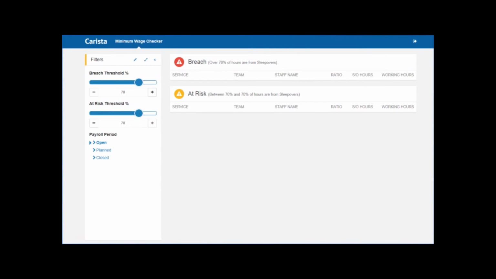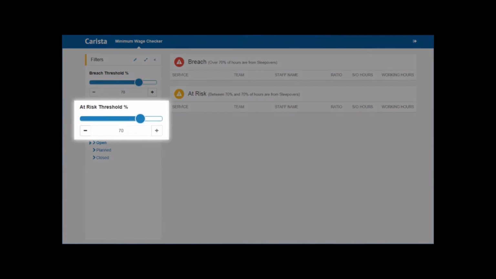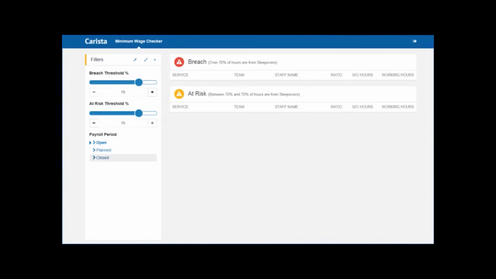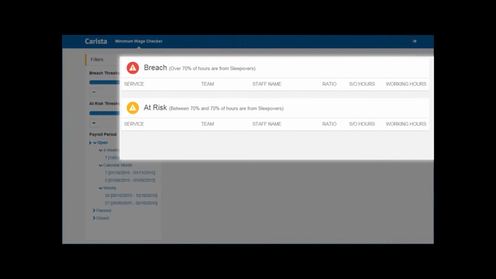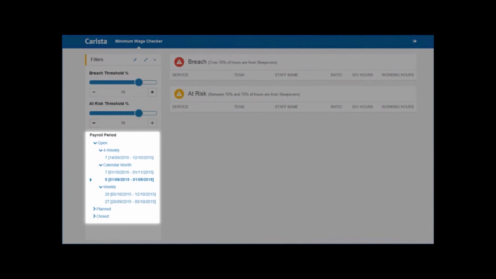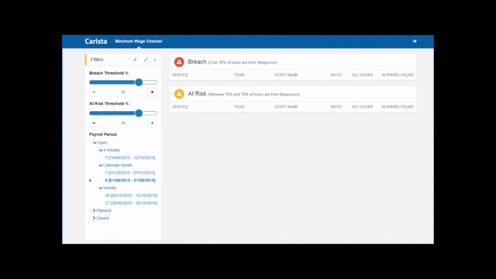The Wage Checker comes with flexible controls for setting the percentages being monitored, for both when a contract has breached the limits and also for when it is at risk of doing so. There's also a workspace area where the results will be displayed and a control for deciding the time period being analysed. To set the threshold, simply select and move the slider.